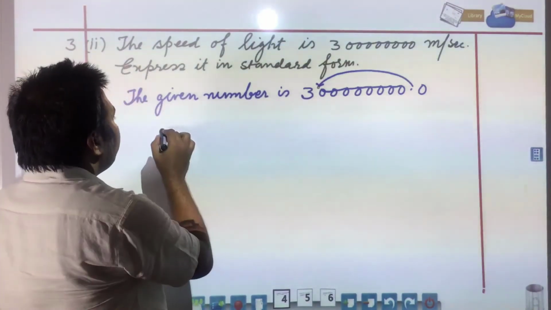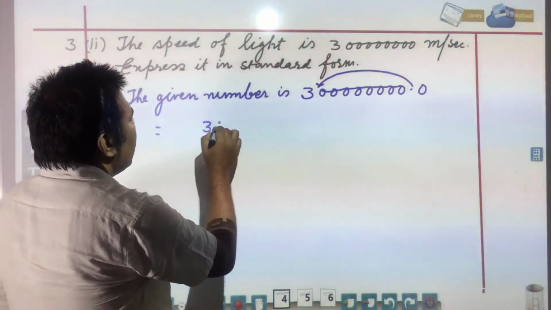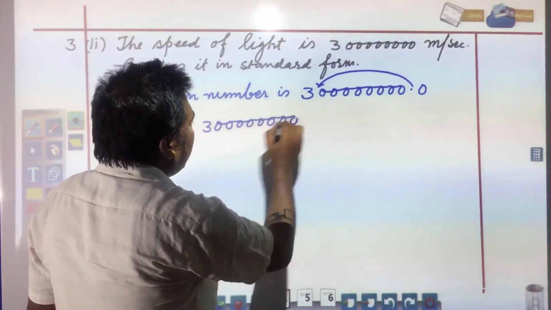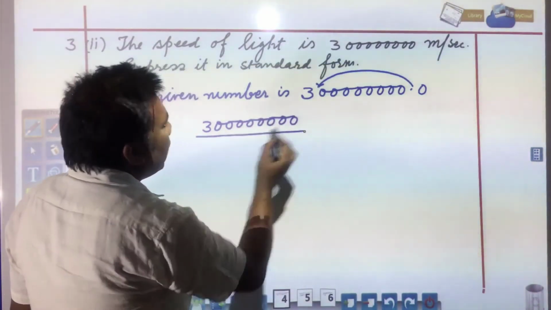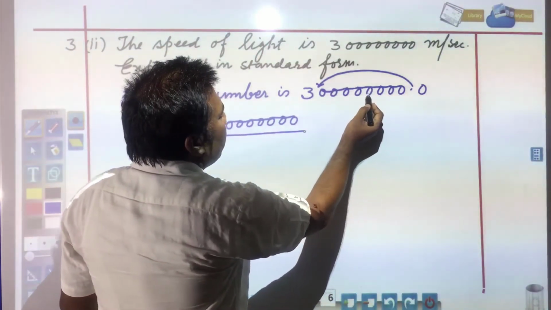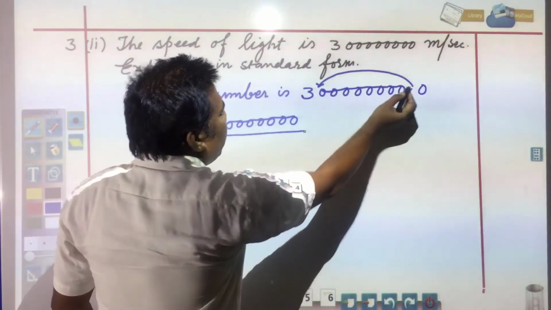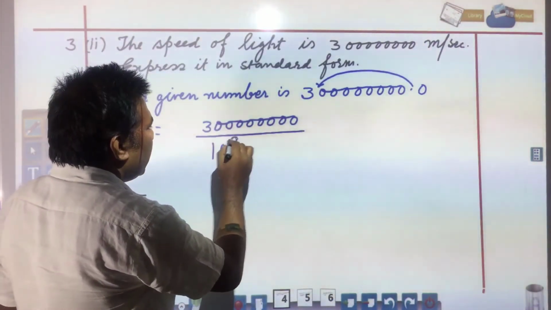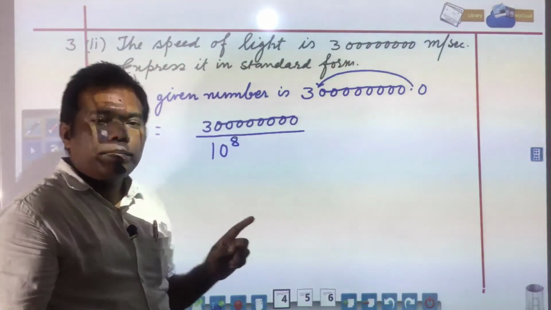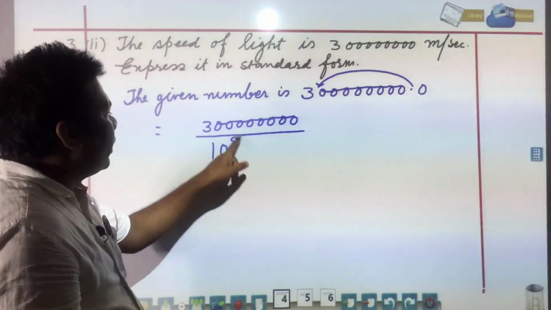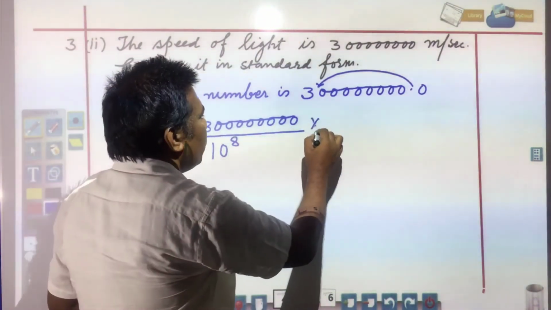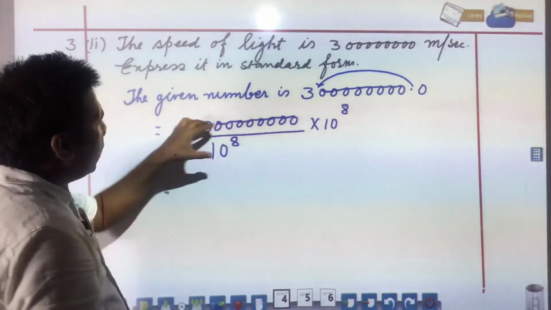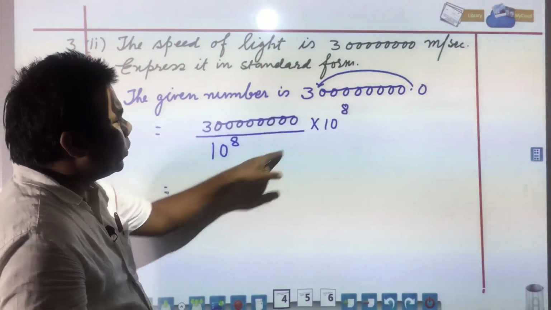So, what we do? 312345678, divided by 1, 2, 3, 4, 5, 6, 7, 8 places, you are coming leftward. So, this is required to be divided by 10 to the power 8. This thing you have done yourself. So, this is required to be multiplied also. Now, you see, with this we will convert this into decimal form.